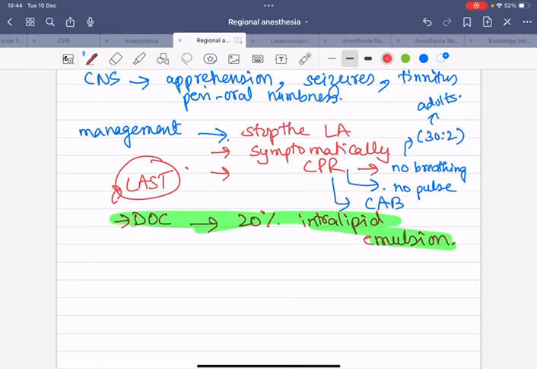So this is your topic of local anesthetic drugs. Next time we will discuss central neuraxial blocks.